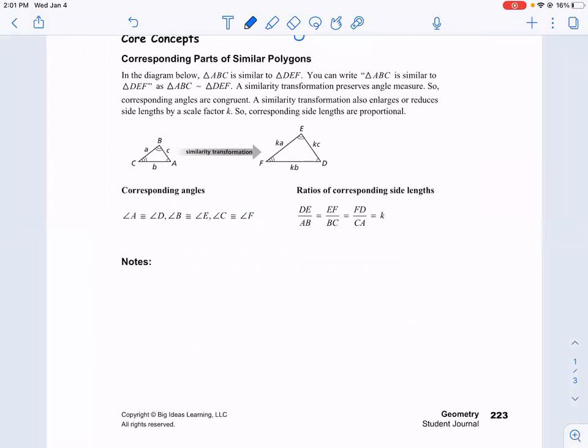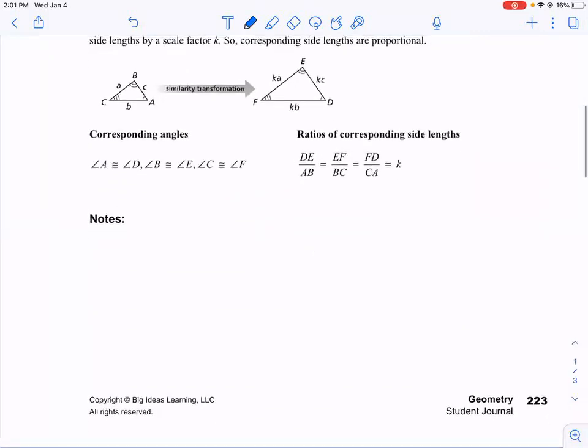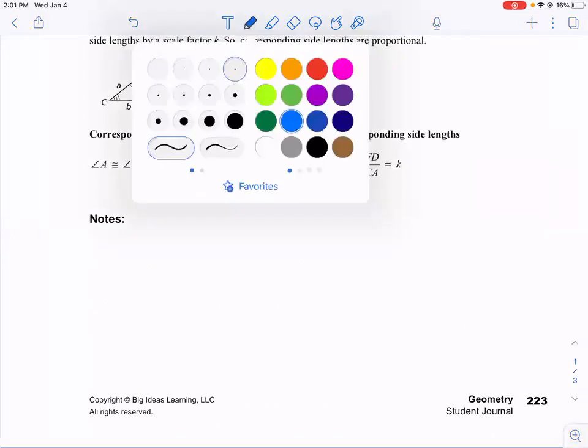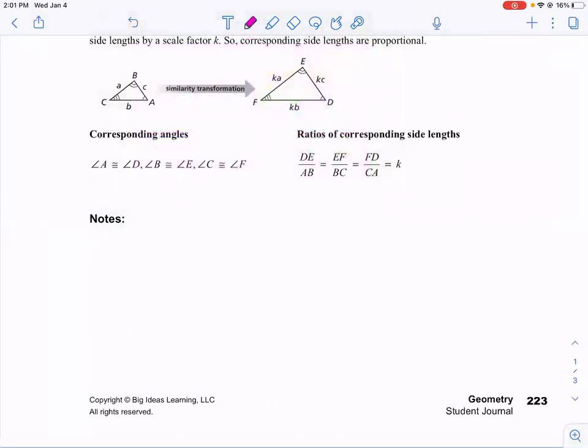Okay, so let's talk about corresponding parts of our similar figures. Drew, are you okay? No. Bryce, are you causing issues already? Apparently relationship was the wrong word for me to use. Sorry. Okay.